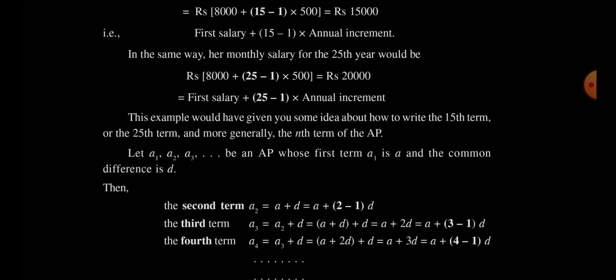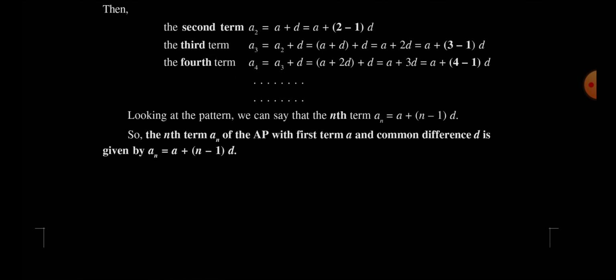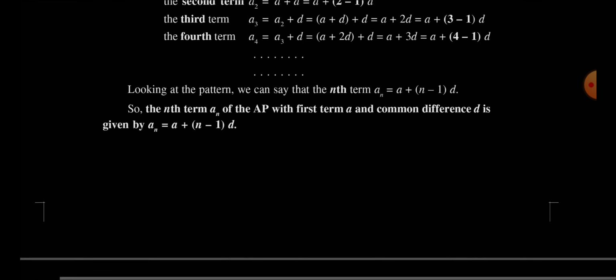Let a1, a2, a3 and so on be an AP whose first term a1 is a and common difference is d. Then the second term a2 is equal to a plus d, which is equal to a plus (2 minus 1) d, and the third term a3 is equal to a2 plus d, which is equal to a plus 2d, which is equal to a plus (3 minus 1) d. And the fourth term a4 is equal to a3 plus d, which is equal to a plus 3d, which is equal to a plus (4 minus 1) d, and so on.